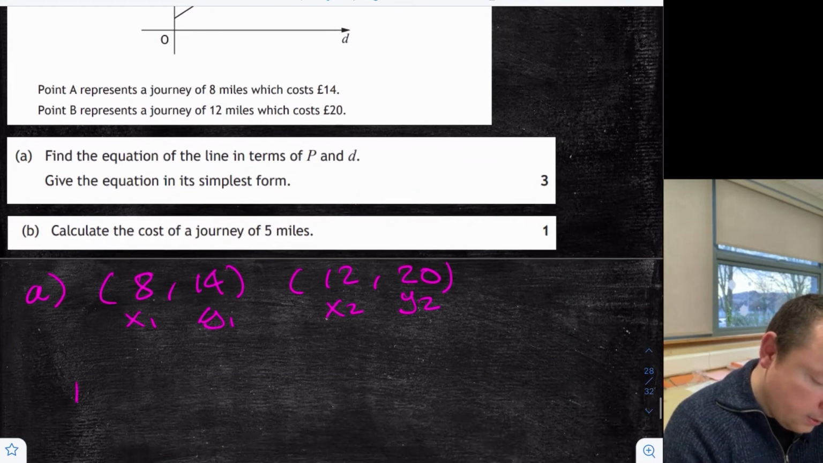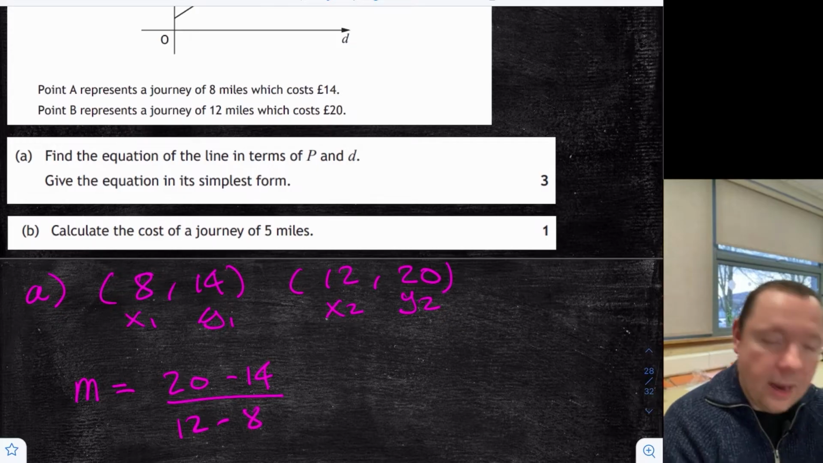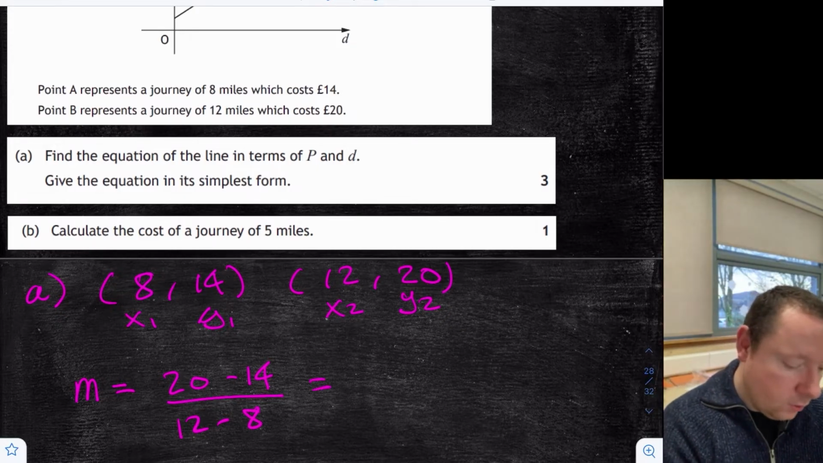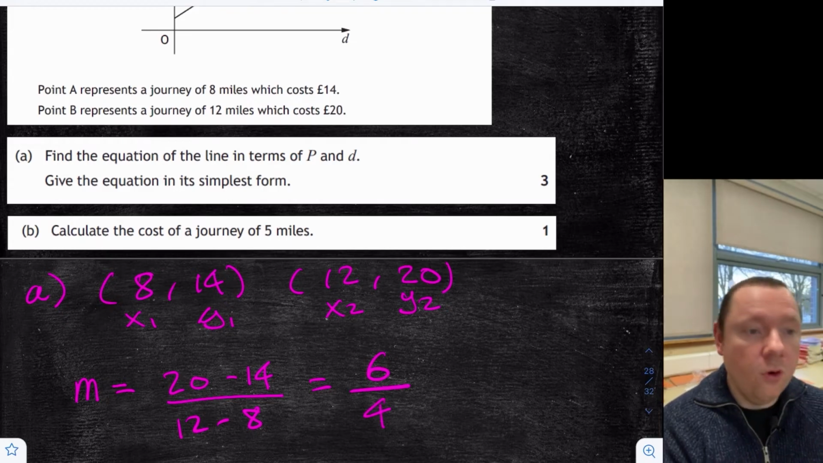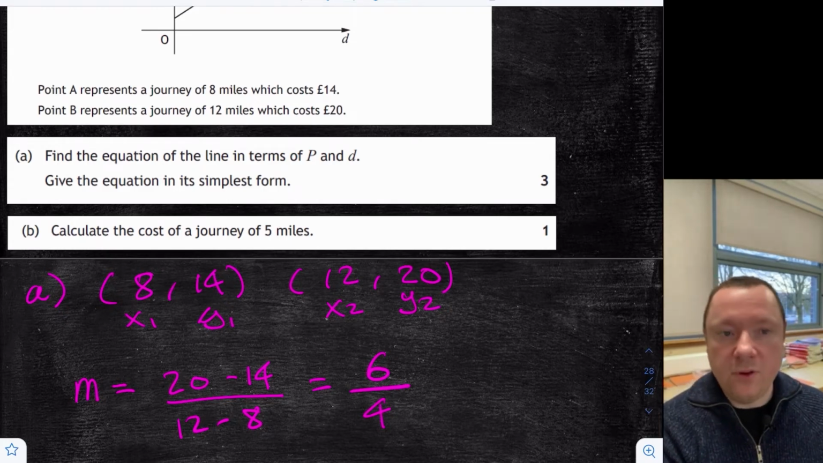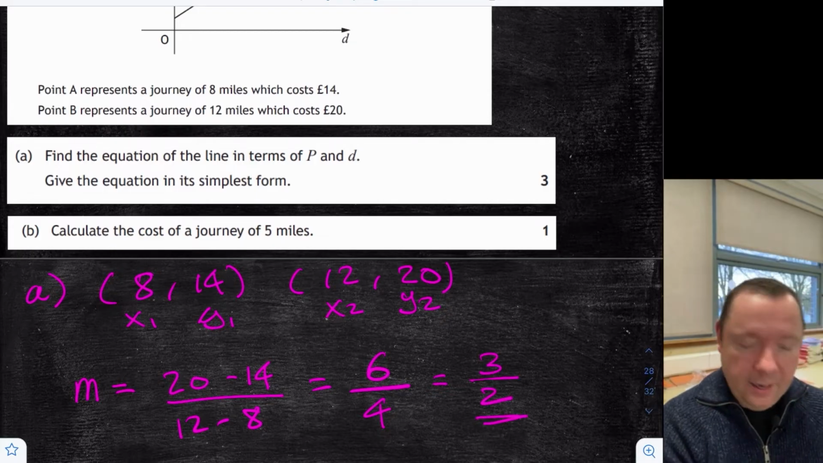So my gradient is equal to 20 minus 14, y2 minus y1, over 12 minus 8, x2 minus x1. 20 minus 14 is 6, 12 minus 8 is 4. So you get 6 over 4, and you get a mark for getting that far, but I'm going to simplify that right now to 3 over 2, because you can divide top and bottom by 2.